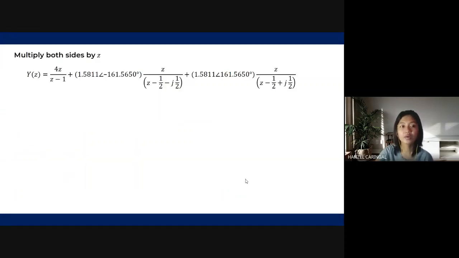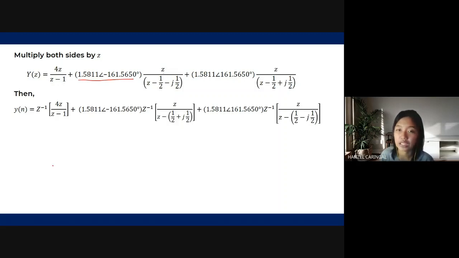So, y of z is equal to the A, B, and C with their corresponding denominators. And then, we will multiply both sides by z so that only y of z remains. So we have 4z over z minus 1 plus the constant. So z, since we multiplied z over the denominator, constant, then z over the denominator. Then, we will proceed to the inverse z transform. So, the inverse z transform of this term plus the constant, copy lang, then the inverse z transform of this term plus the constant, and the inverse z transform of this term.